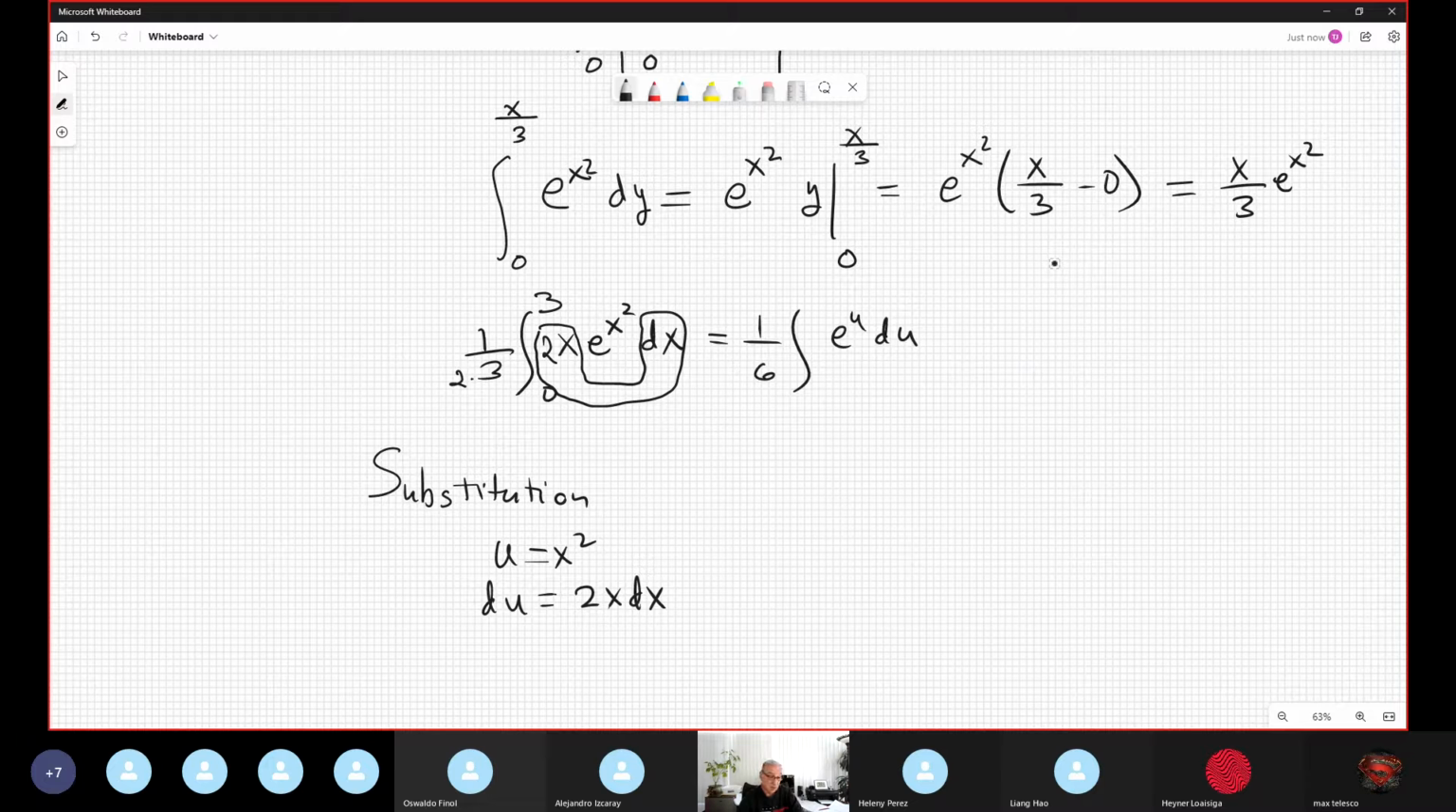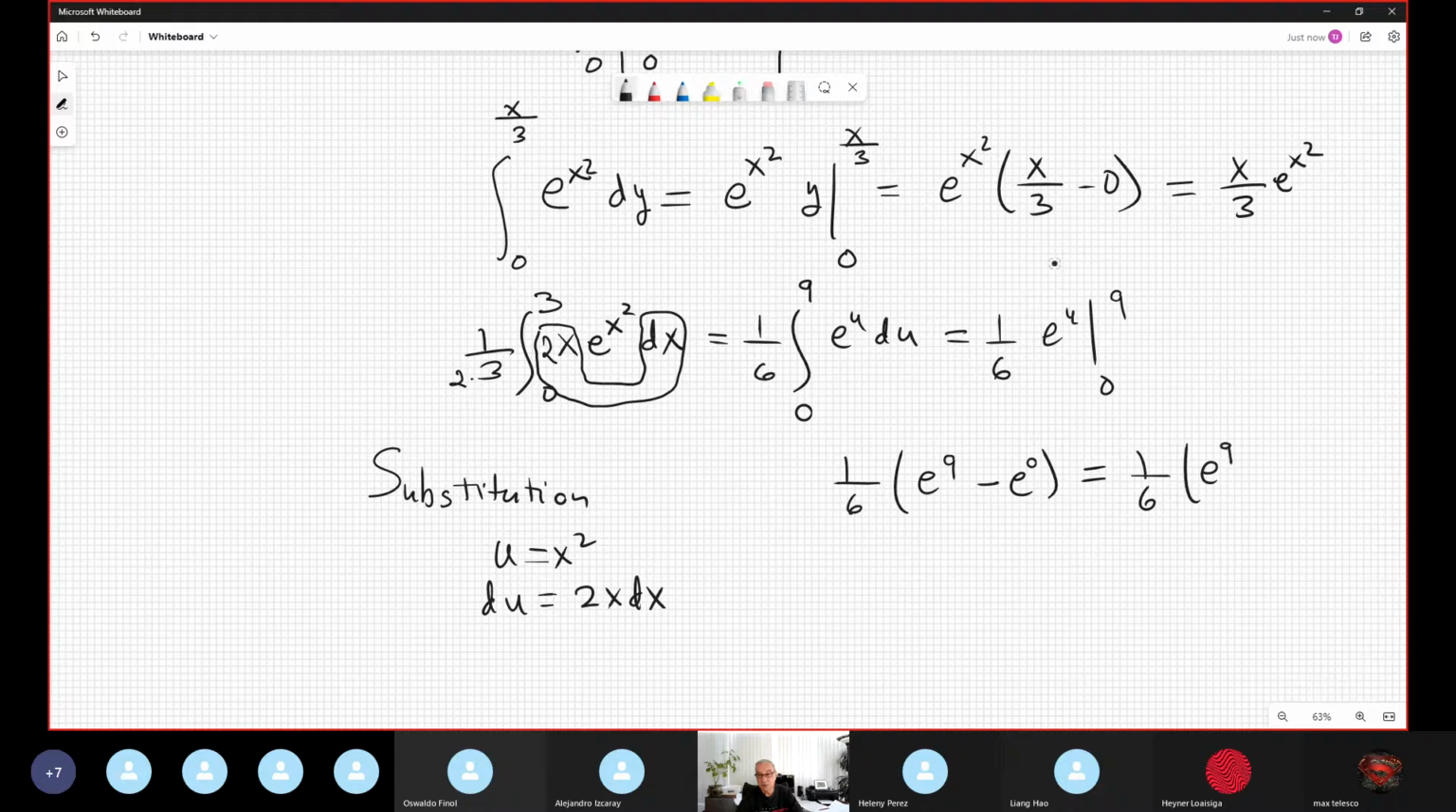And this is u. And the limits change, you know that. You evaluate 0: at x equals 0, u is 0, and at 3, u is 9, because it's squared. This is super elementary. The antiderivative of e to the u is e to the u. Evaluating between 0 and 9. The answer is 1 over 6 times e to the 9 minus e to the 0. Okay, 1 over 6 times e to the 9 minus 1. Boom. Final answer.